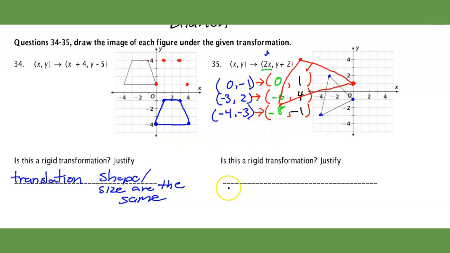Rigid, definitely not. We have a dilation, which is making this object a very big shape. So shape and size are not the same. Or you say different.